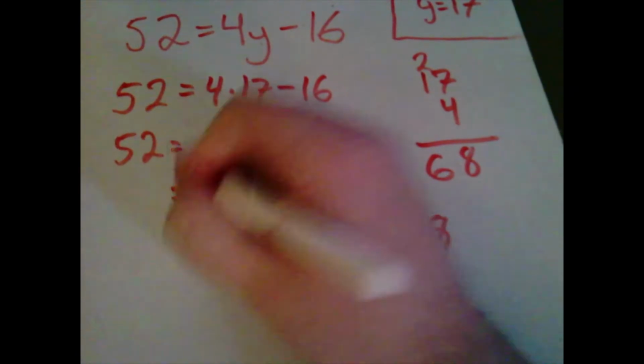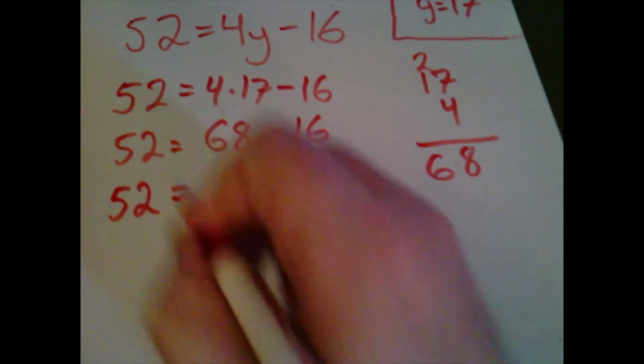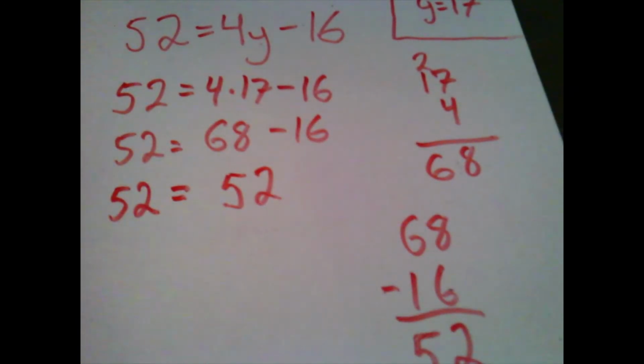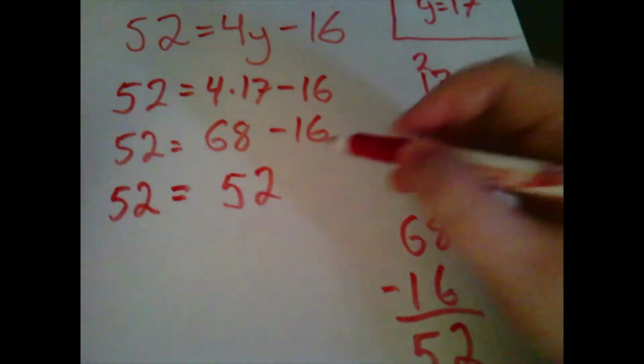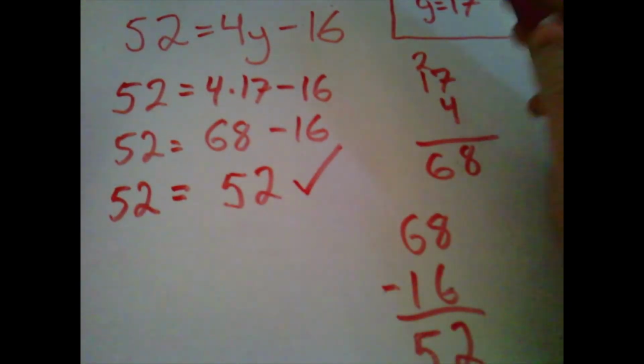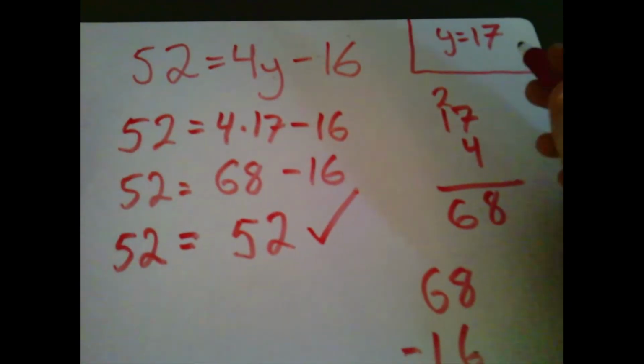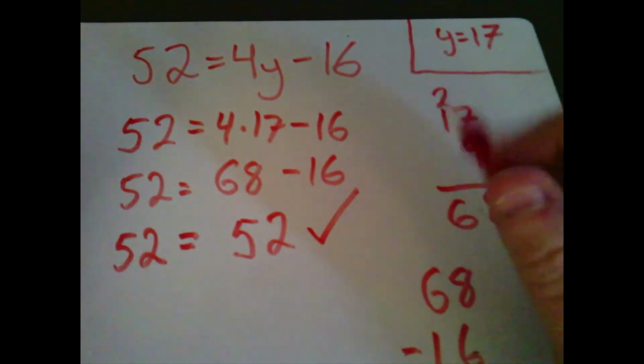Now, does 52 equal 52? It does. And thus we have shown, through inverse operations and through proof of plugging in 17 for y, that in fact 17 is the answer. 17 is the solution for y for this equation.